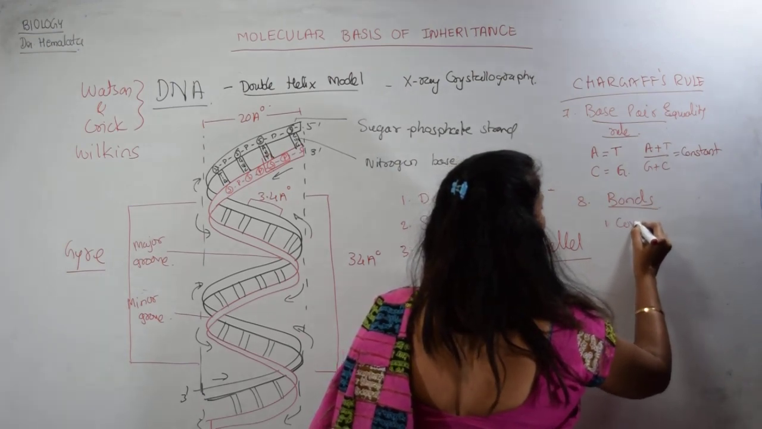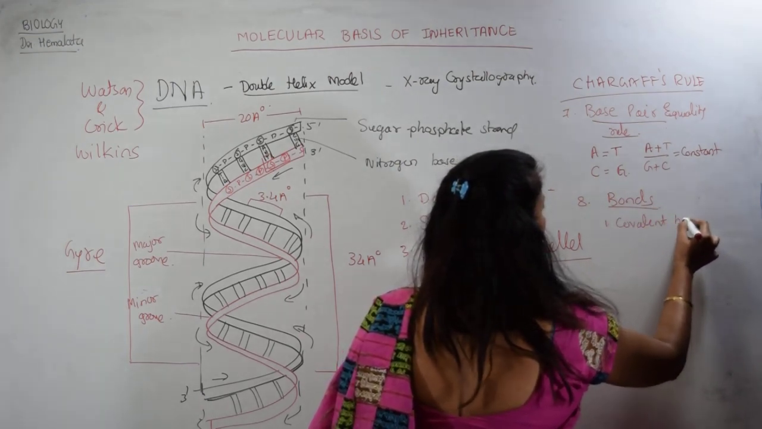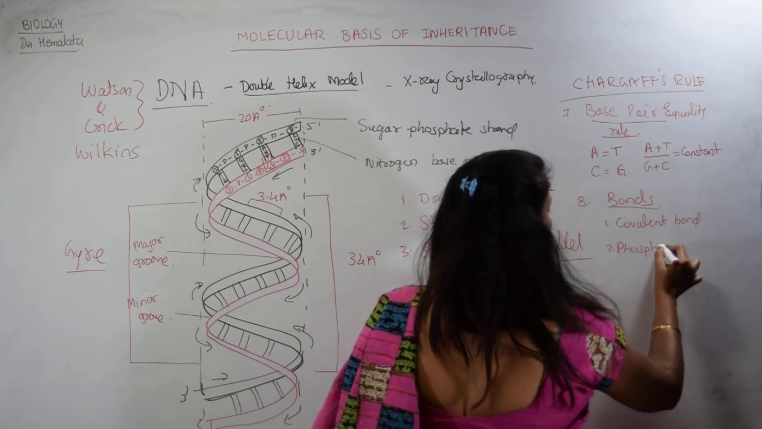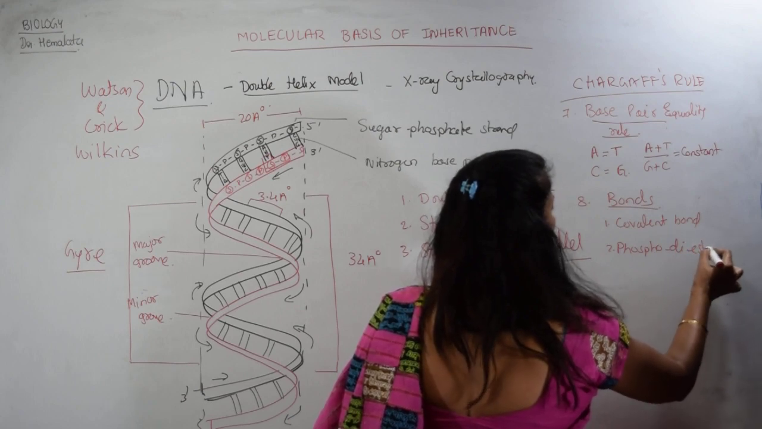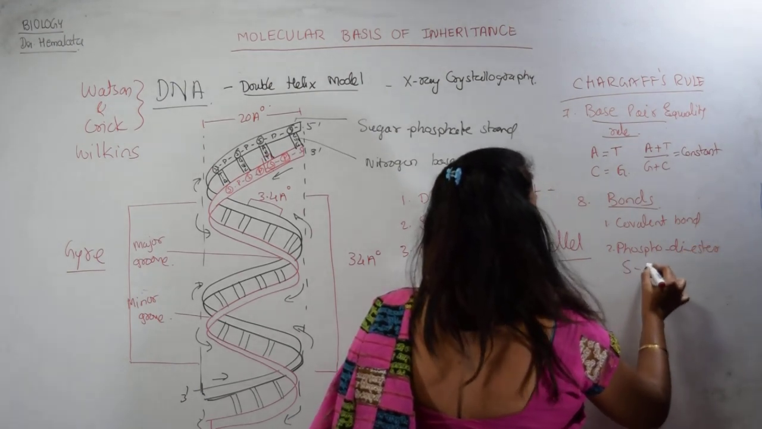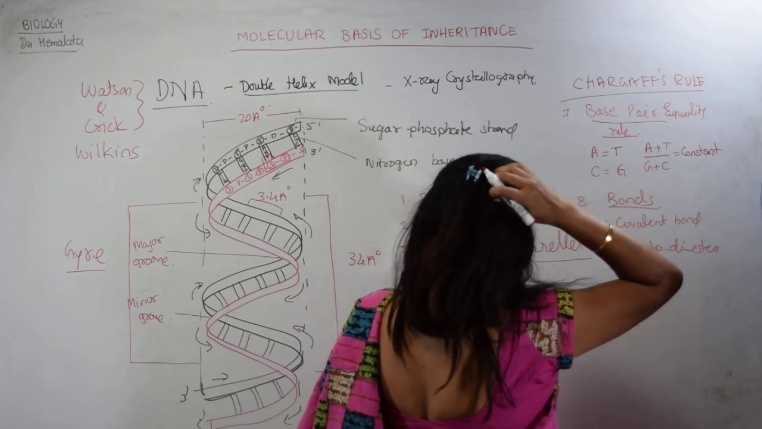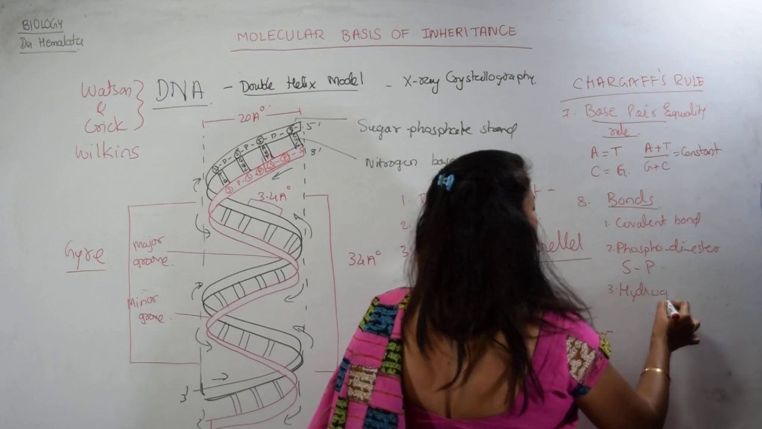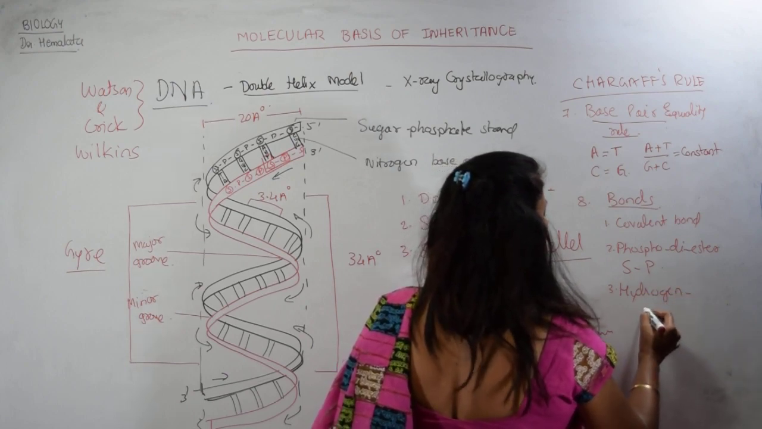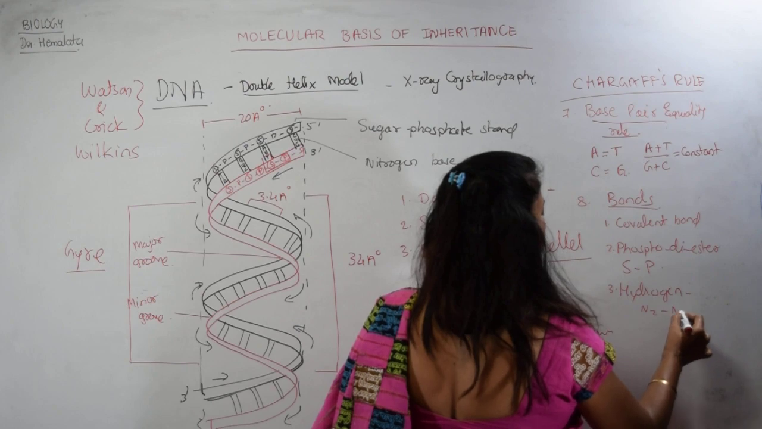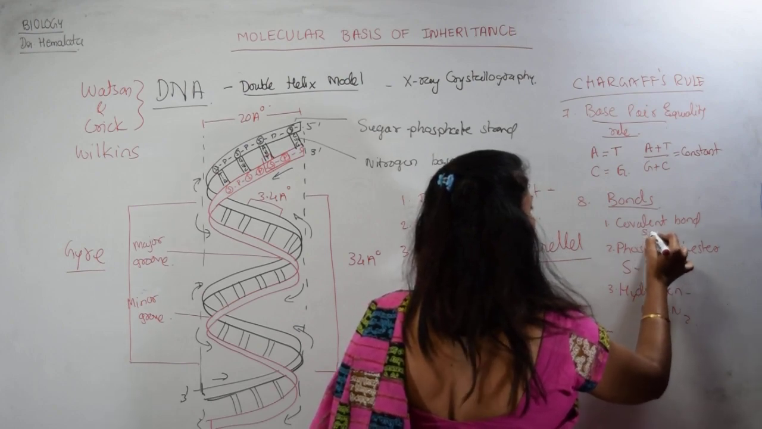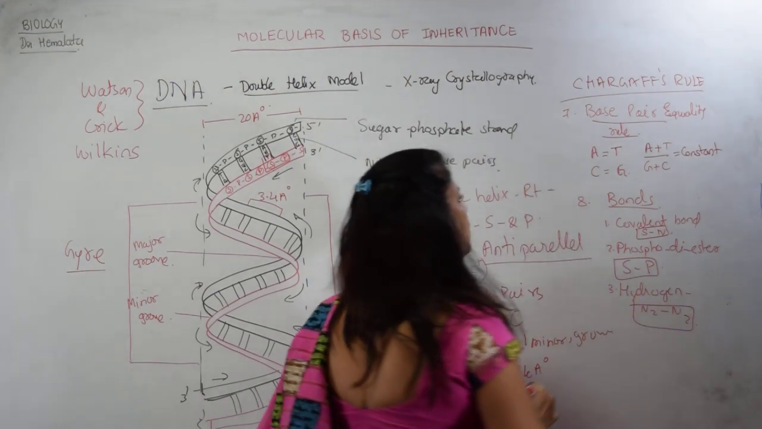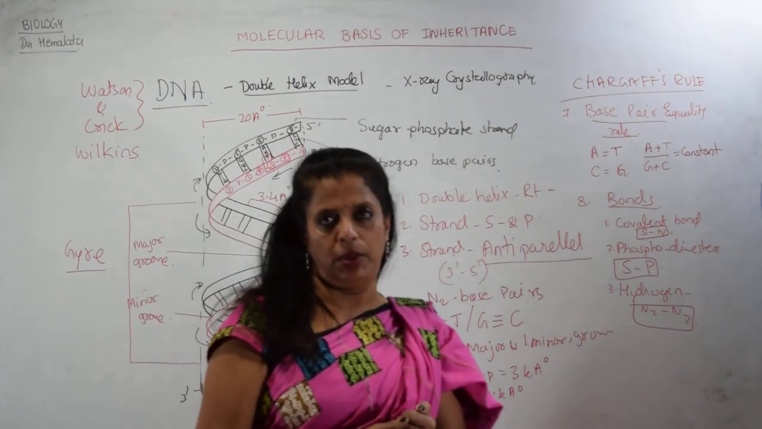First one is covalent bond. Second one is phosphodiester bond. This is found between sugar and phosphate, right? And third one is hydrogen bond. Hydrogen bond is found between the nitrogen base and nitrogen base. Covalent bond is present between sugar and the nitrogen base, right? This makes the structure of DNA stable, right?